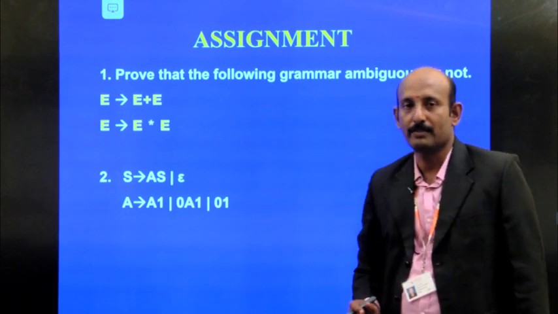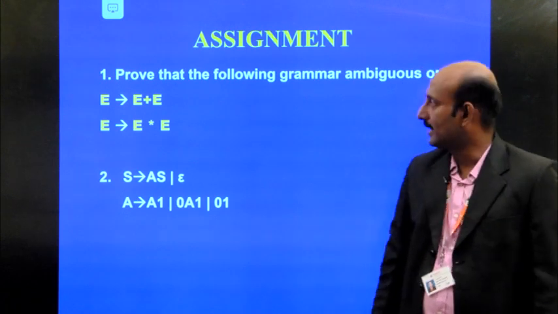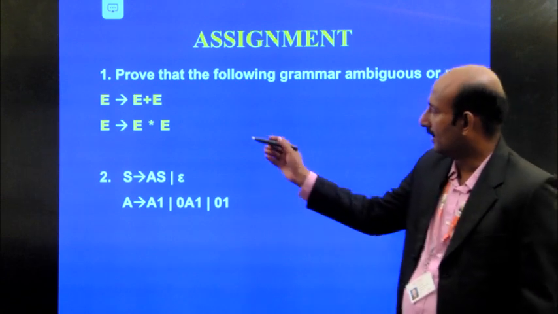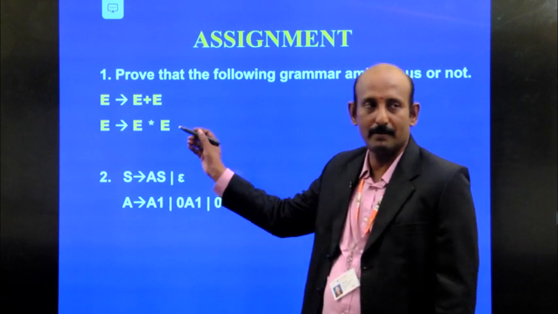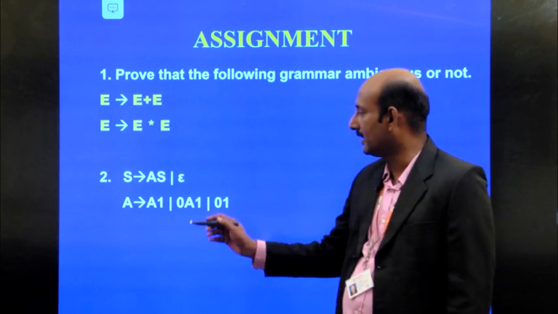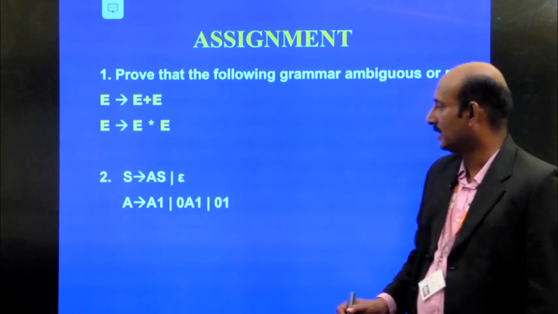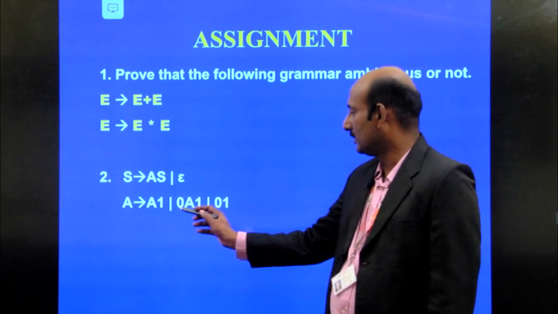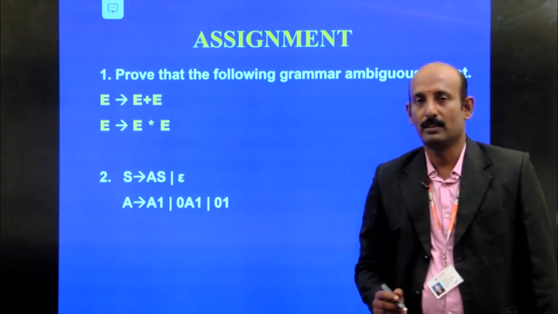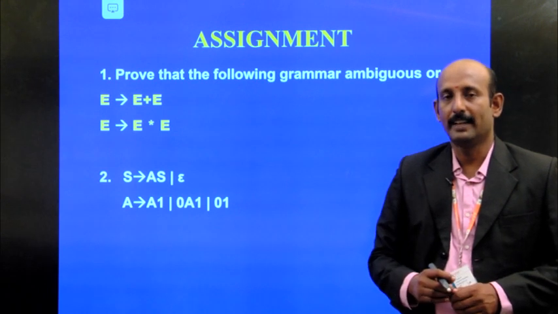So here I have given you two assignment topics. You have to prove whether the grammar is ambiguous or not by using the productions E implies E plus E and E implies E star E. And the second one: S tends to A S or epsilon, where A implies A 1 replaced by 0 A 1 or 0 1. I hope you all understand this concept, and we'll see the remaining in the upcoming videos.